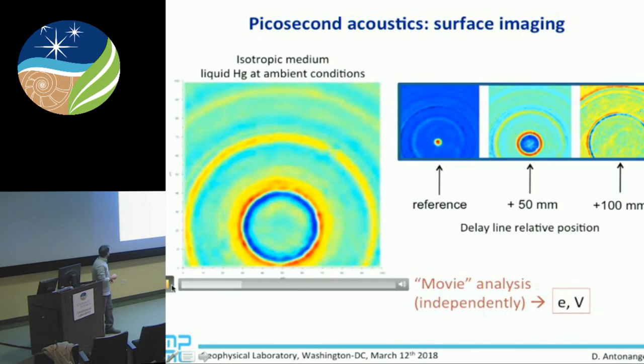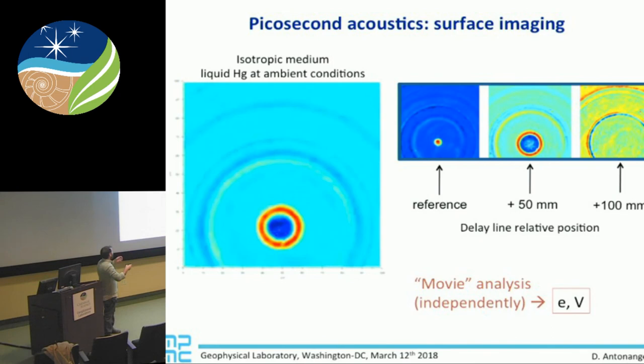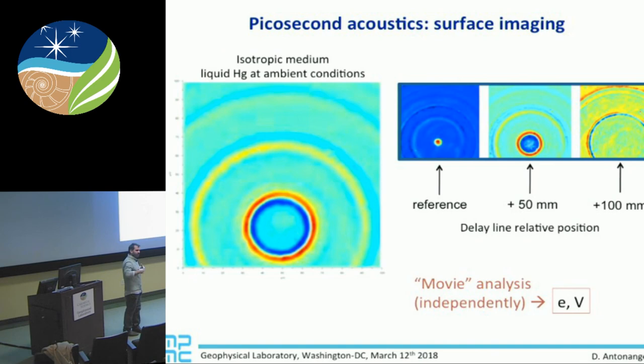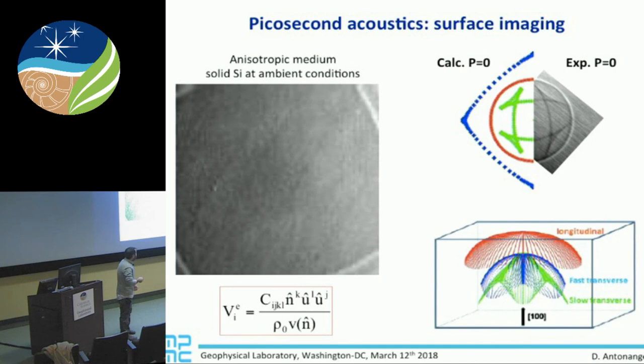For an isotropic medium, it's like throwing a stone in a lake. What you see is, at zero time, the central beam, and then the waves opening up. This is the manifestation of the spherical waves arriving on the sample surface. In this case, we can analyze this movie and independently get the velocity and the thickness without any input of an external equation of state.